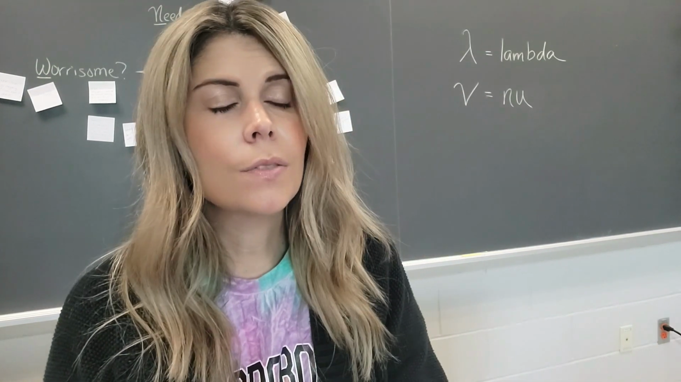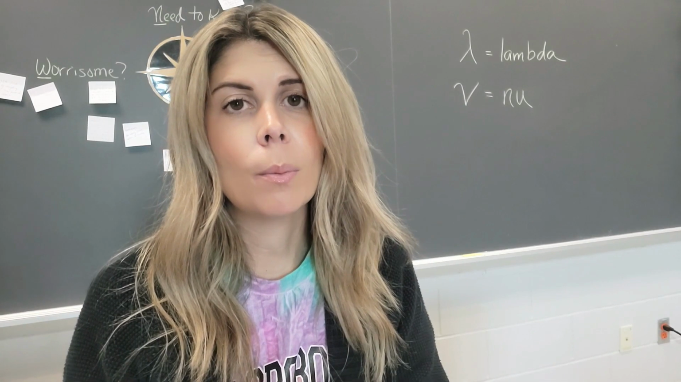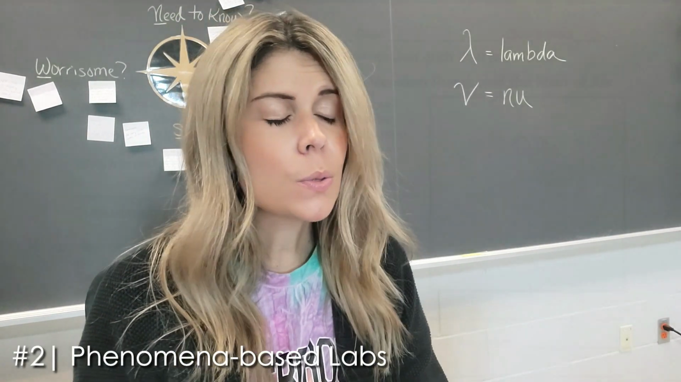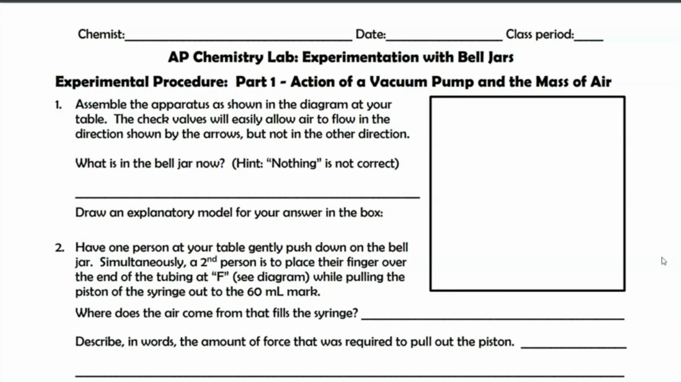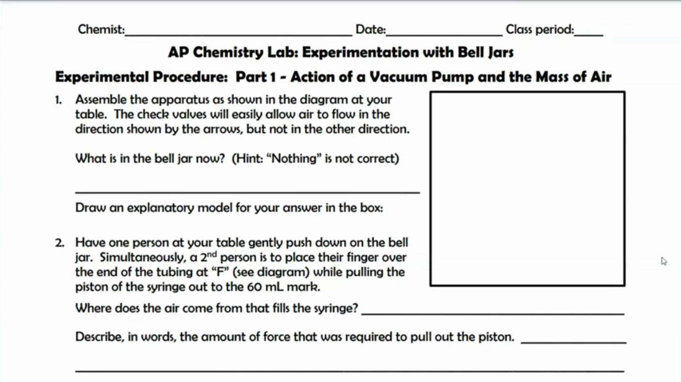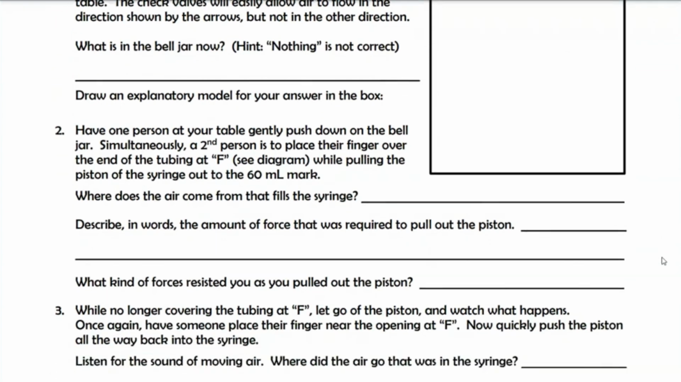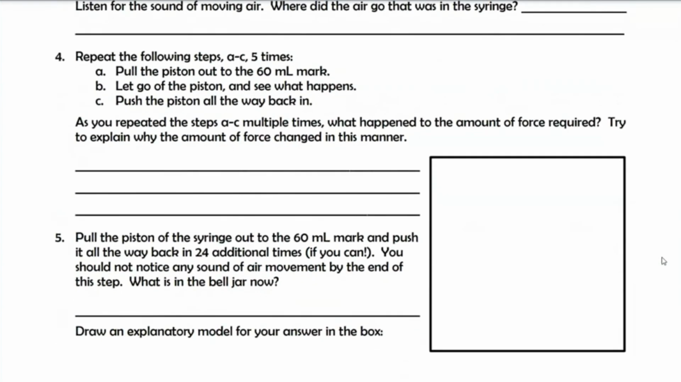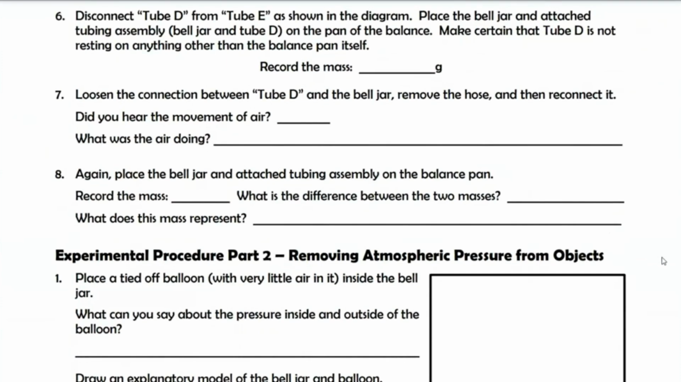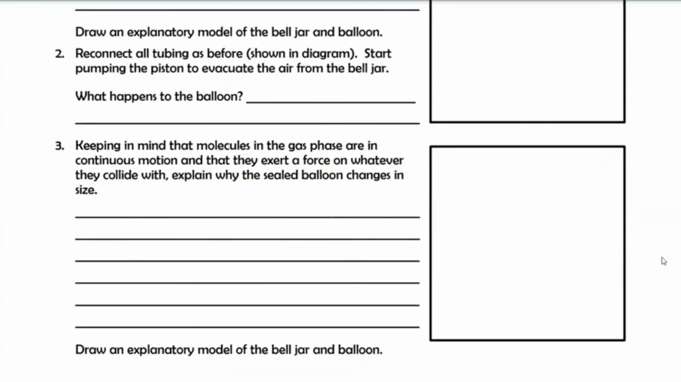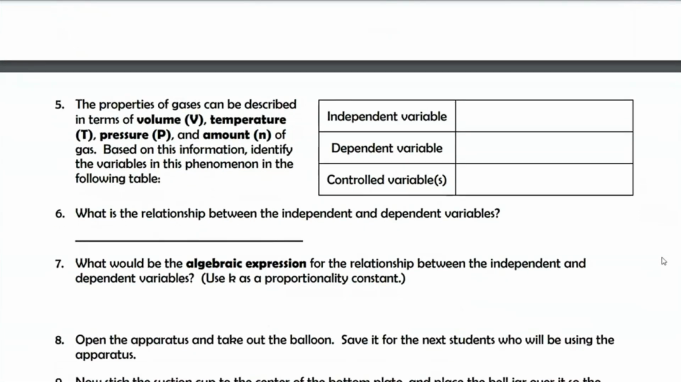The second way that I love to incorporate labs into my instruction is by incorporating some phenomena. And I know I already talked a little bit about this with the bell jar lab, but this was an example of the bell jar lab that I did with my AP kids today. So in these boxes, the students had to draw explanatory models. This first part is just the students becoming familiar with the bell jar apparatus. And then more towards the bottom, this is where they start to get into removing atmospheric pressure from balloons, for example. There's also a suction cup that they end up doing it for.